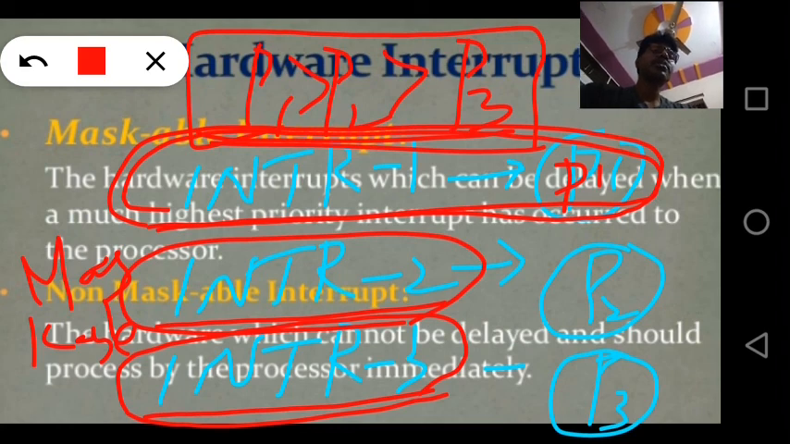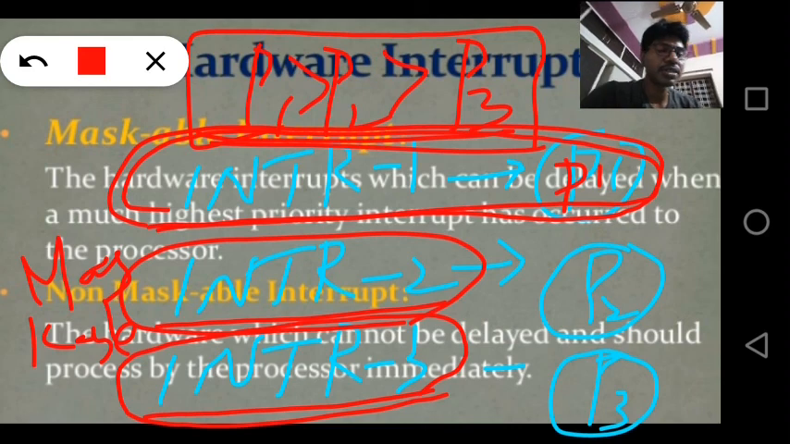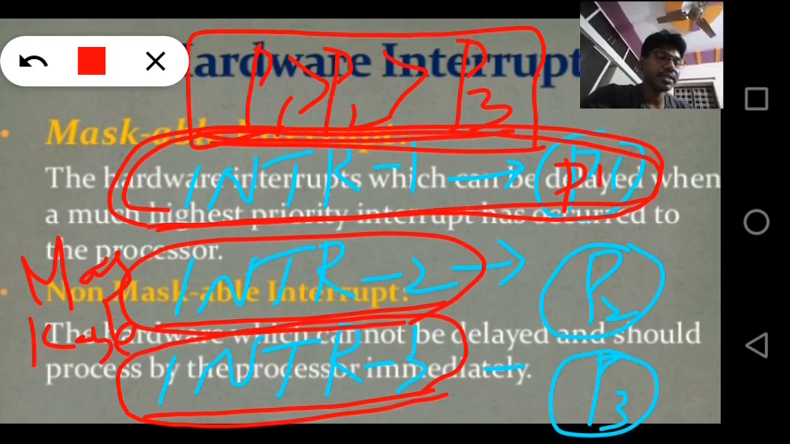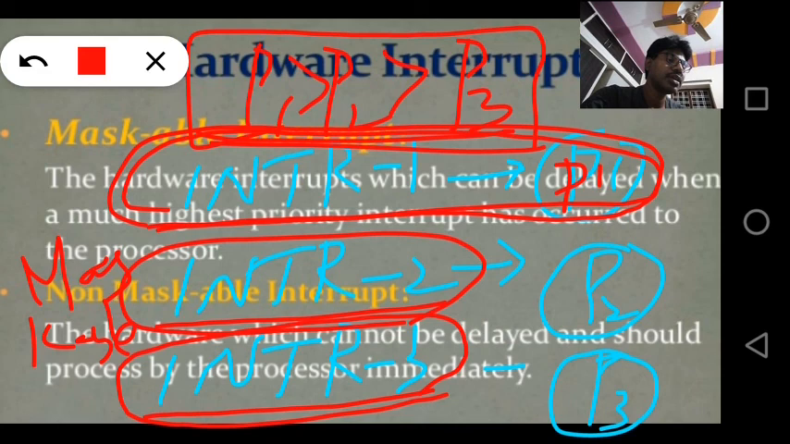And non-maskable interrupt means hardware interrupts which cannot be delayed and should be processed by the processor immediately. So non-maskable interrupts should not be delayed. They should be processed by the processor immediately. Such interrupts are called non-maskable interrupts.